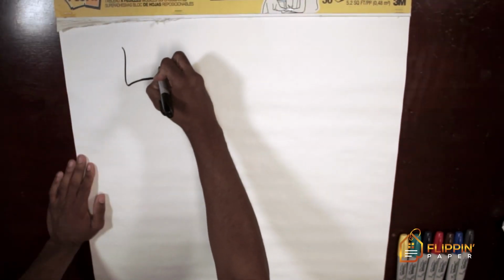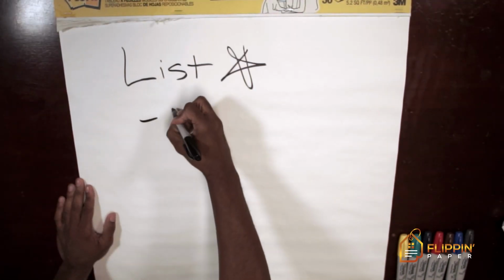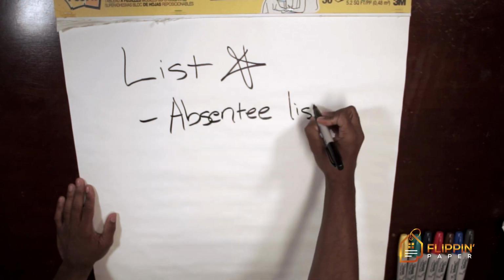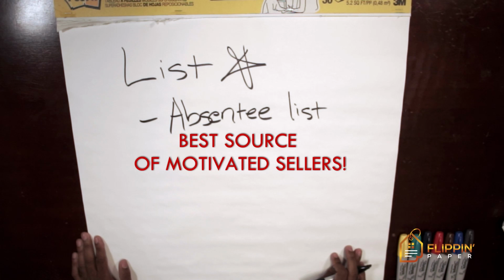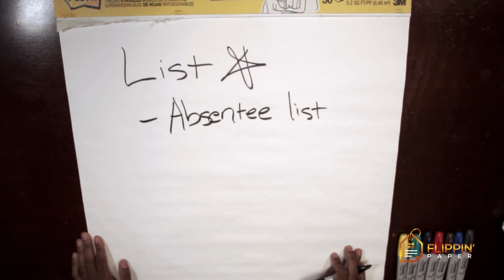For the list that we're going to get, what we want to start off with is an absentee list. This is our highest converting list that we like to market to. There are several other lists that you can utilize, but start with an absentee. This is probably where you're going to get your best source of motivated sellers or sellers who are willing to work with you on a negotiated price.